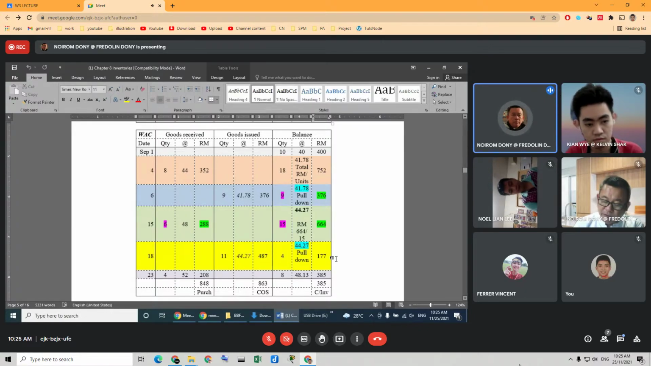177 divided by 4 unit, so you get 44.25. So this one is a little bit wrong, off by about 0.02. Okay, so the accurate answer should be 44.25.